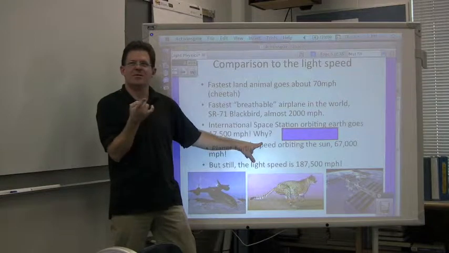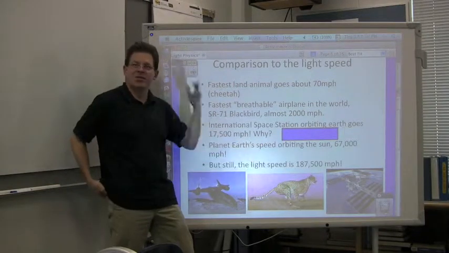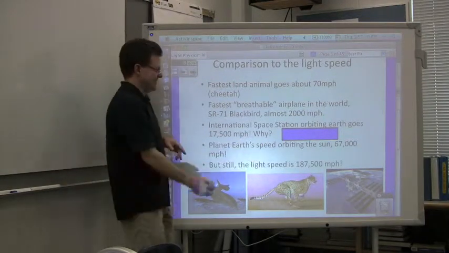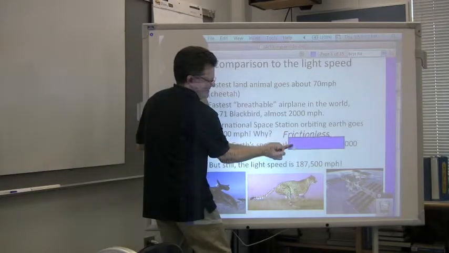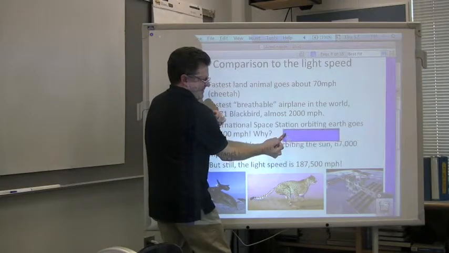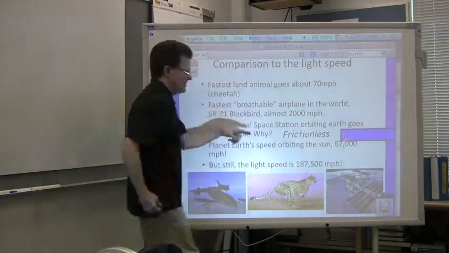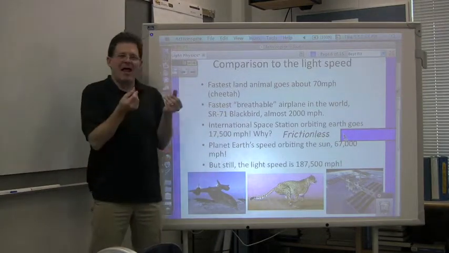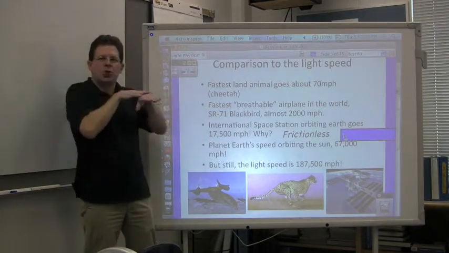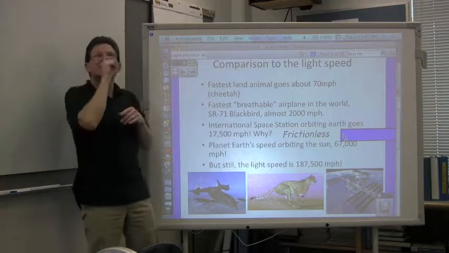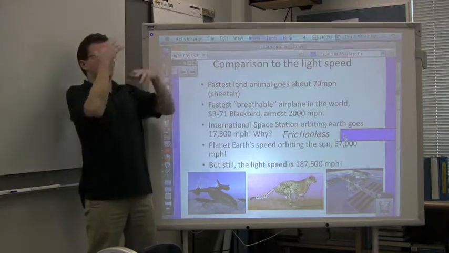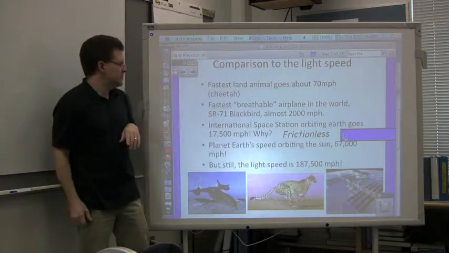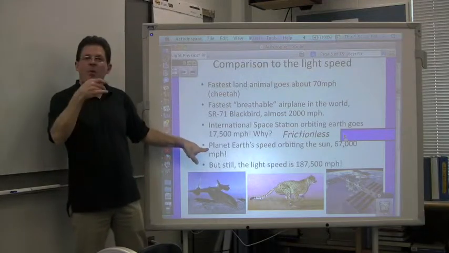And so now I want to ask why. Why do you think that is? You know why? On land or in the air, that slows down the plane. However, space, there's no air circulating up there. It's frictionless, so that's why it's able to go faster.